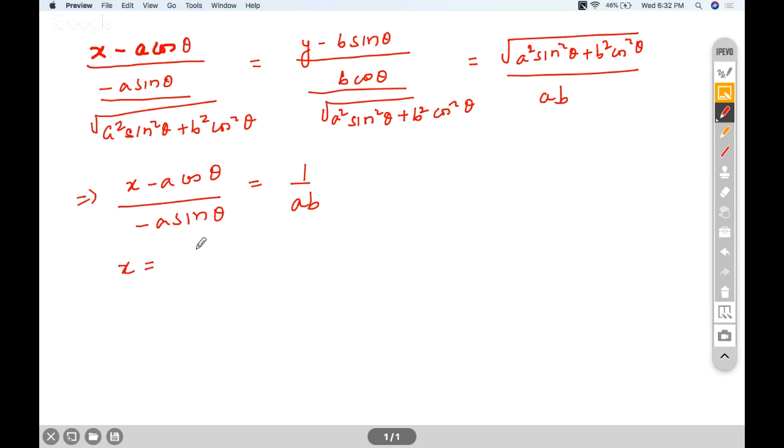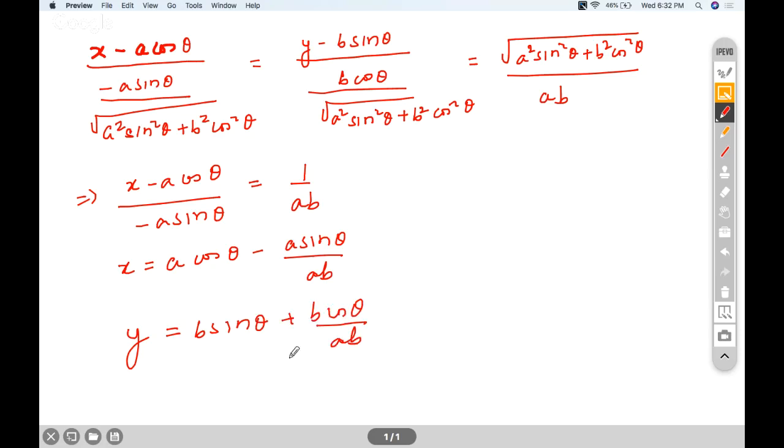That means x is going to be a cos theta minus a sin theta by ab. Similarly, y is going to be b sin theta plus b cos theta by ab. Now I have to eliminate theta from these two expressions.